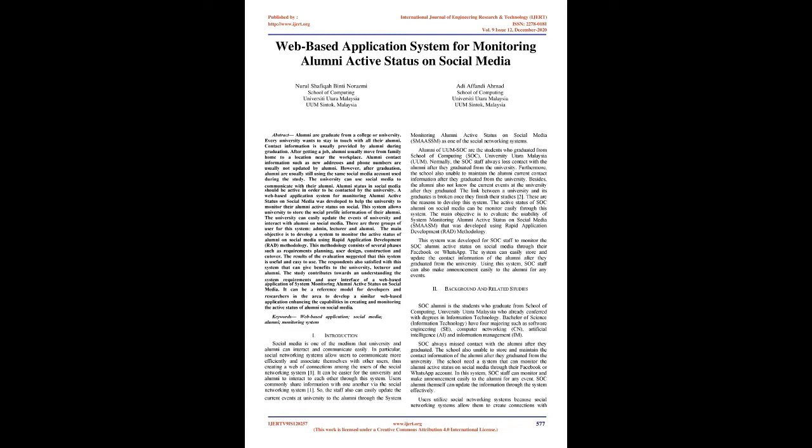Every university wants to stay in touch with all their alumni. Contact information is usually provided by alumni during graduation. After getting a job, alumni usually move from the family home to a location near the workplace. Alumni contact information such as new addresses and phone numbers are usually not updated by alumni.